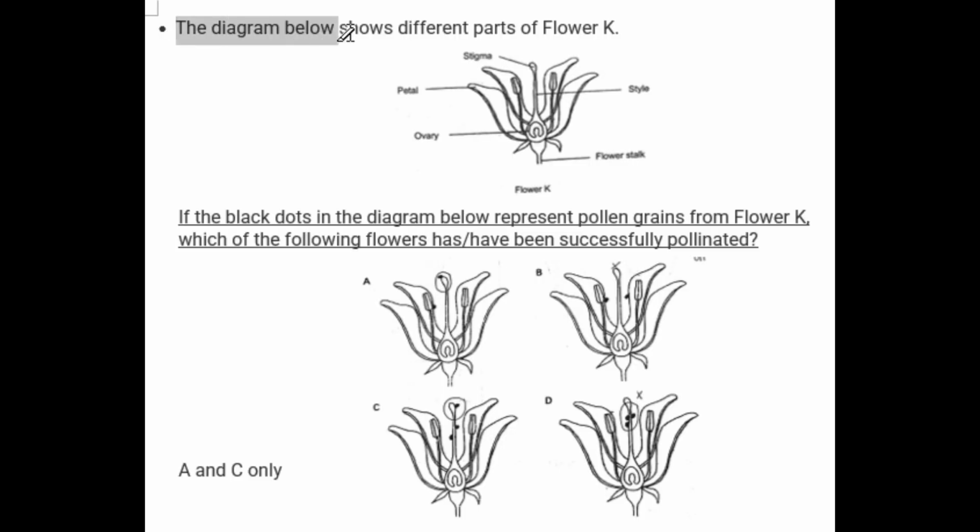The diagram below shows different parts of flower K. If the black dots in the diagram below represent pollen grains from flower K, which of the following flowers have been successfully pollinated? A and C only.